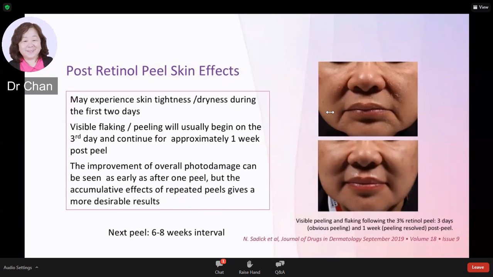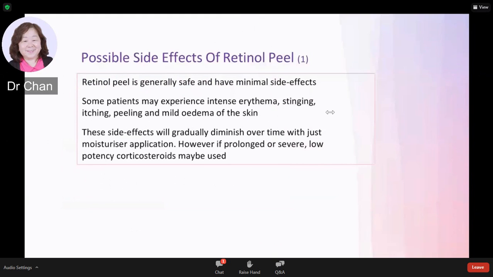The improvement of the overall photo damage can be seen as early as after 1 peel, but the accumulative effects of repeated peels give more desirable results. Usually, we will plan the next peel after 6 to 8 weeks.